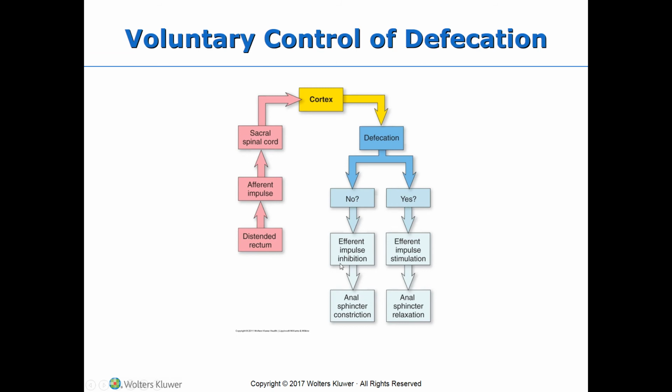So the trigger point is a distended rectum that leads to an afferent impulse that will reach the spinal cord, the sacral region, of course, that reaches the cortex. Again, in the cortex, you start filtering the information, whether it is time to go and poop or not. And then you send this reflex back into the spinal cord, and then you decide whether to defecate or not. If you do, you will relax both your internal and external anal sphincters, but if you don't, you will contract them.